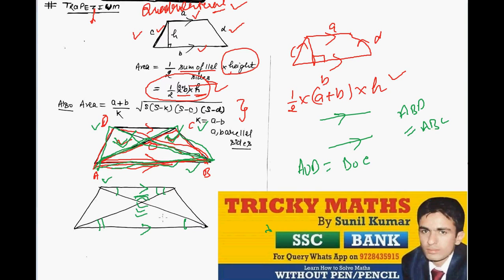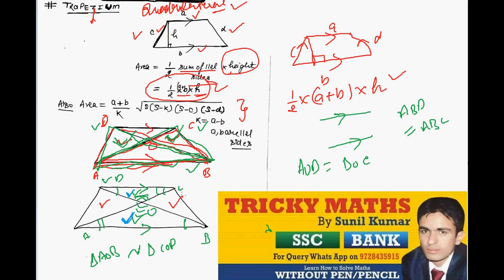That means in both triangle AOB and triangle COD, all the three angles are equal. If all the three angles are equal, the triangles are similar. This means this triangle and this triangle are similar. So two very important results come out: the area of this equals the area of this, and this triangle and this triangle are similar.